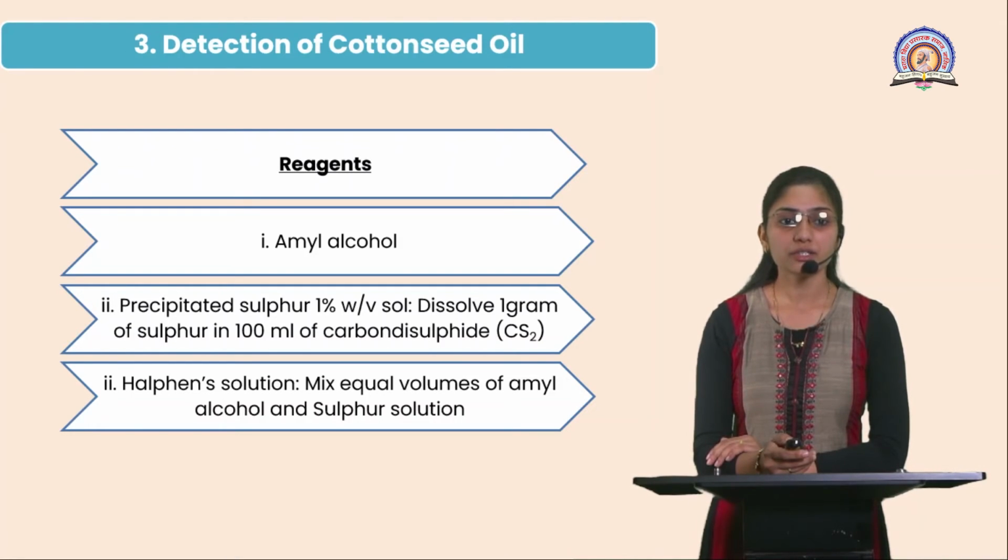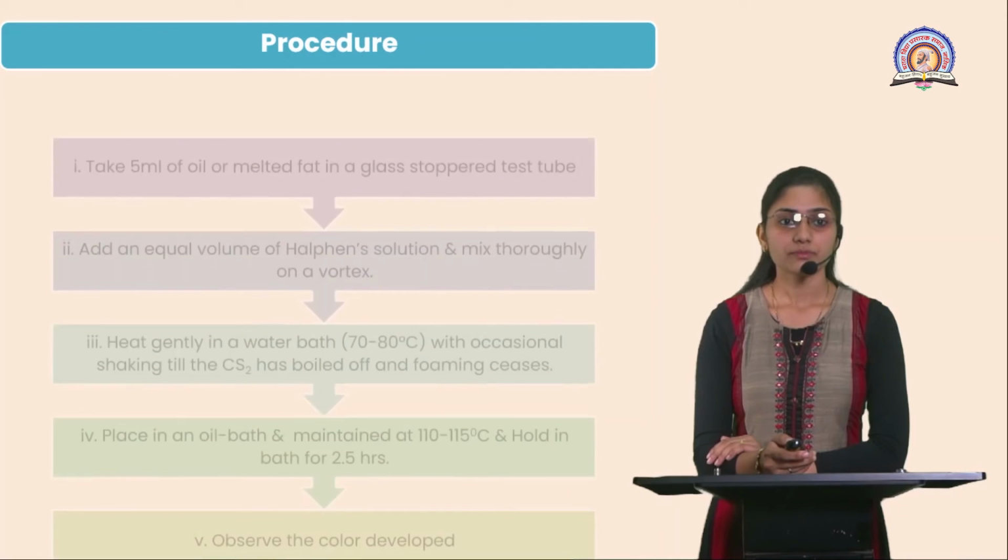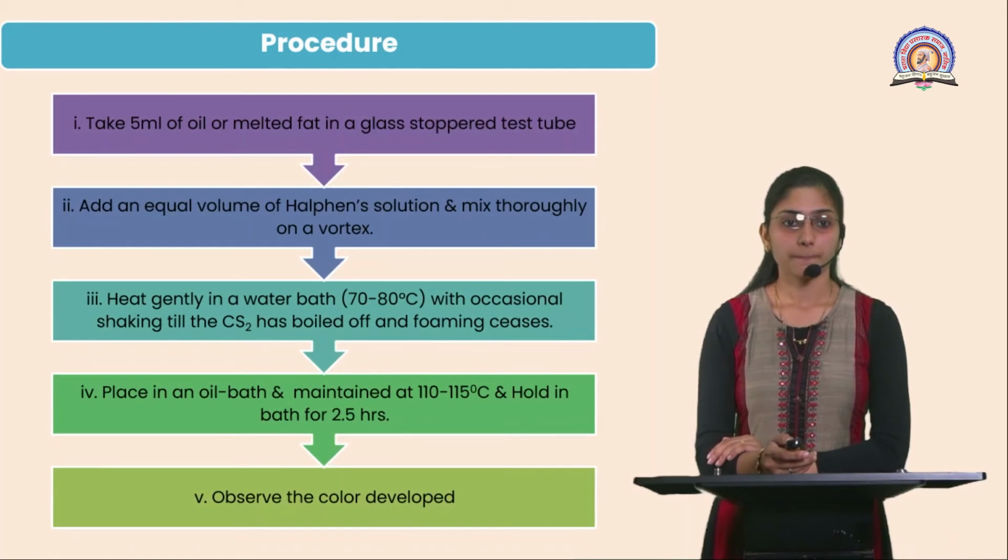The third reagent which you require is the Halphen solution. How can you make this Halphen solution? Mix an equal volume of amyl alcohol and the sulfur solution. Now this is the procedure. Take 5 ml of sample in a glass stoppered test tube, then add an equal volume of Halphen solution and mix that test tube on the vortex.